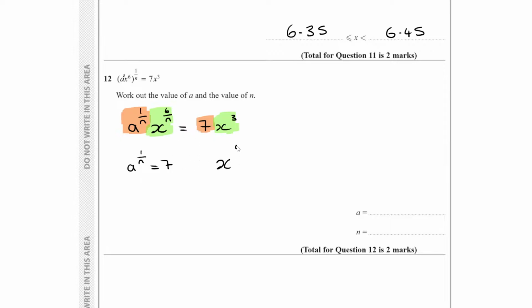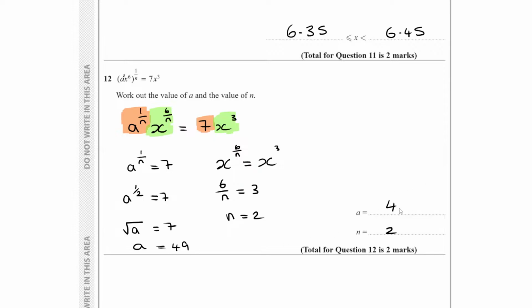But let's look at the x. I've got x to the power of 6 over n is equal to x to the power of 3. So therefore, I can just look at the powers. They must be the same. And then you see how you can just rearrange that. So you should get n is 2. And then once you know n, you can go, okay, well that's a to the power of a half. What does that mean? Well, the power of a half means square root. So to reverse this, a is then 49. 7 squared is 49.